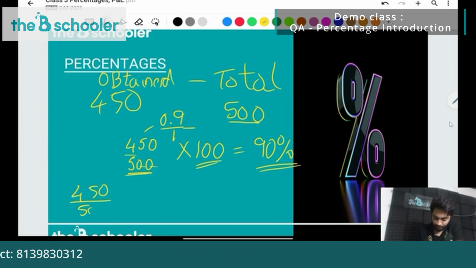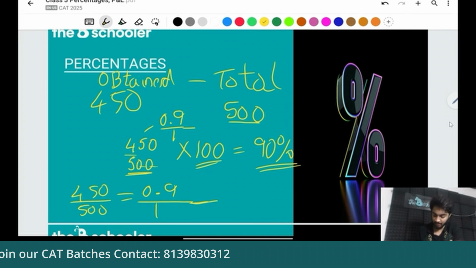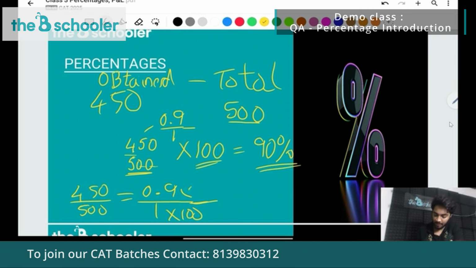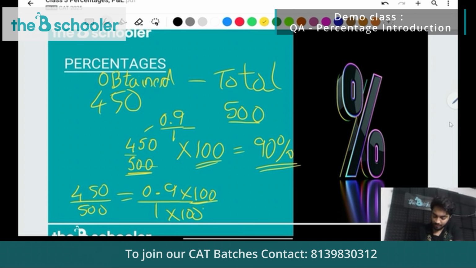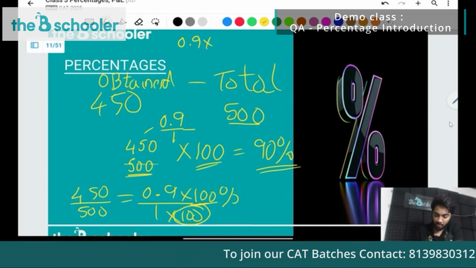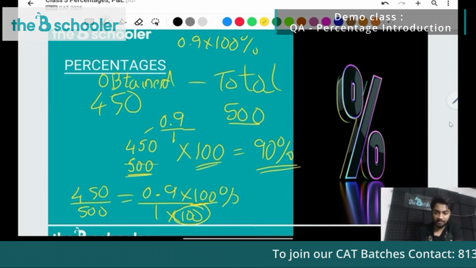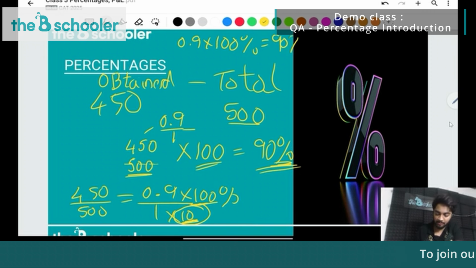450 by 500. ഇത് ബ്രേക്ക് ഡൗൺ ചെയ്താൽ you will get it as 0.9 out of 1. ഇനി what we told in percentage, for us the base has to be 100. ഇത് 100 ആക്കണമെങ്കിൽ ഇത് 100 ആക്കണം. ഇത് multiply by 100 ചെയ്യുകയാണെങ്കിൽ ഇവിടെ multiply by 100 ചെയ്യണം. And this one you can write it as percent. Okay, so it becomes 0.9 into 100%. Symbol കൂടി ഇടാം. You don't have to write this base 100. Instead of base 100 you write it as this symbol. So 0.9 into 100%, you get 90%. Clear? Basic ഒരു percentage എന്താണെന്ന് മനസ്സിലായോ ഇപ്പൊ?